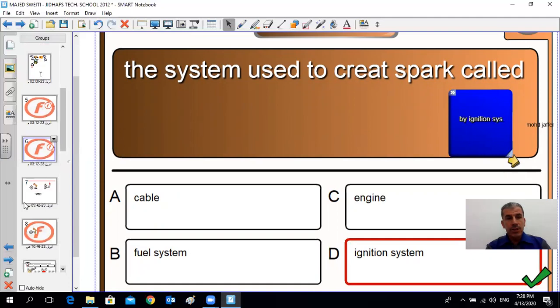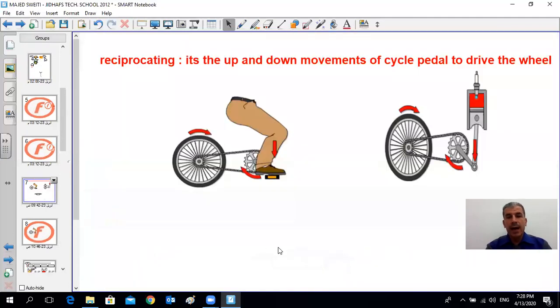Now let's check the four-stroke. We will start to explain how the engine is running. As we see in here, we have a bicycle and we have an engine fixed with the bicycle pedal. So what does Mr. Majid want? Okay, I'll tell you what I want. I want you to start your experience by using the bicycle, and how the bicycle is running.